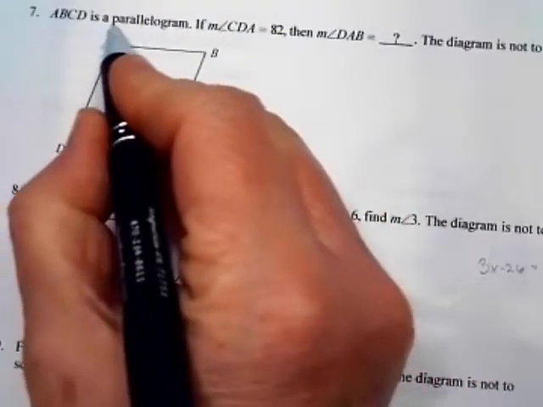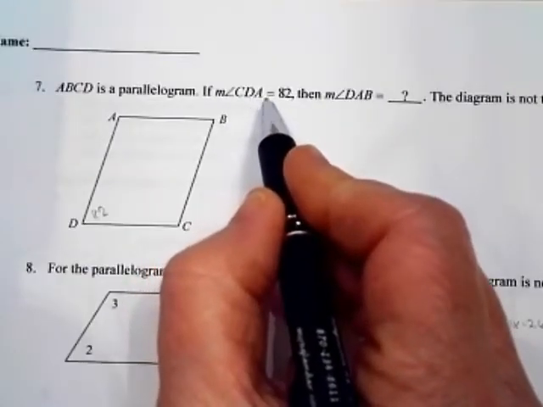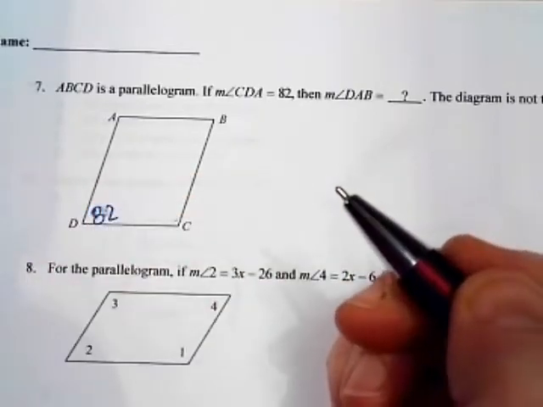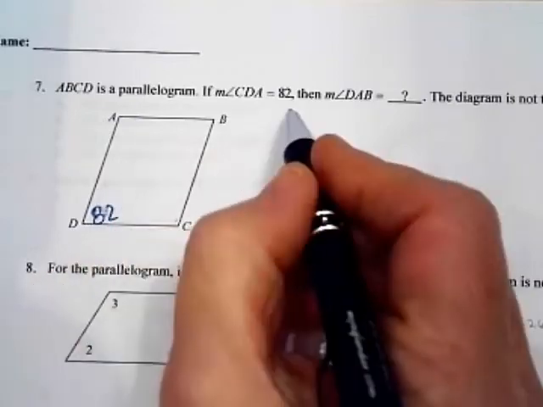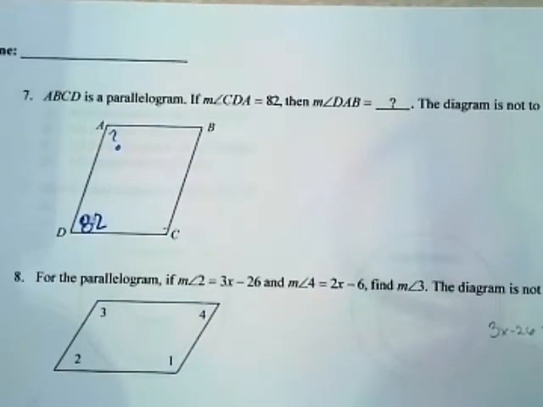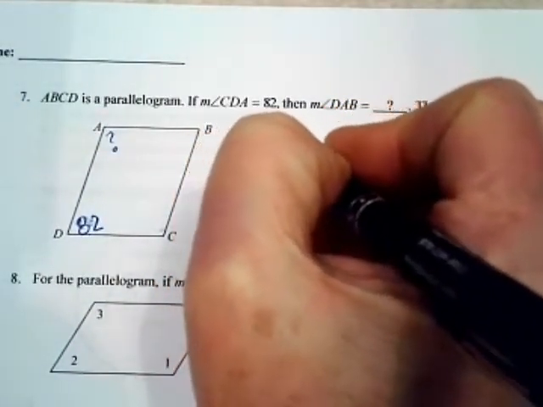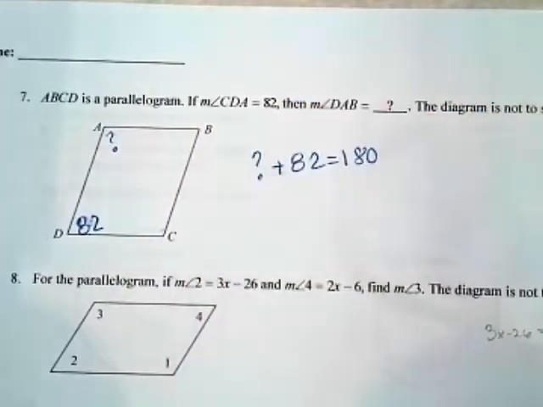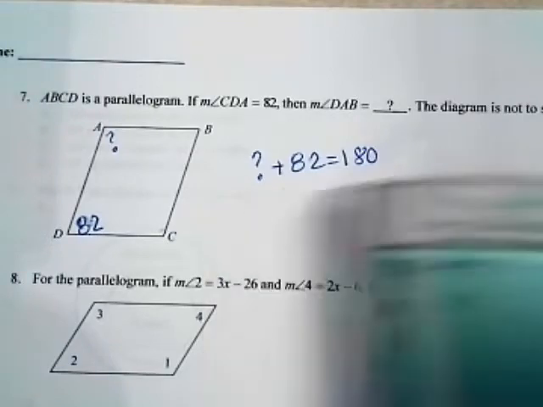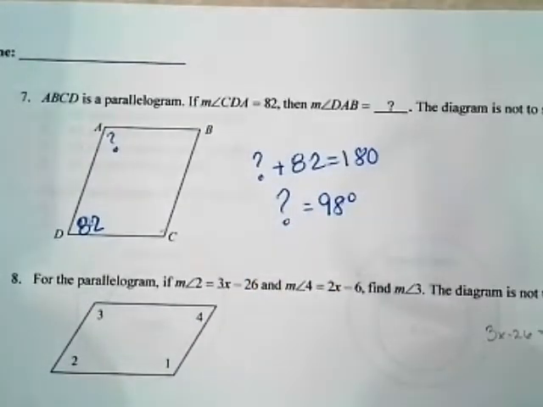Number 7 says ABCD is a parallelogram. If the measure of CDA is 82, then what's the measure of DAB? That's this one right here. Well, you know in a parallelogram, consecutive angles are supplementary. So question mark plus 82 should equal 180. So 180 minus 82 is 98. So that is 98 degrees.